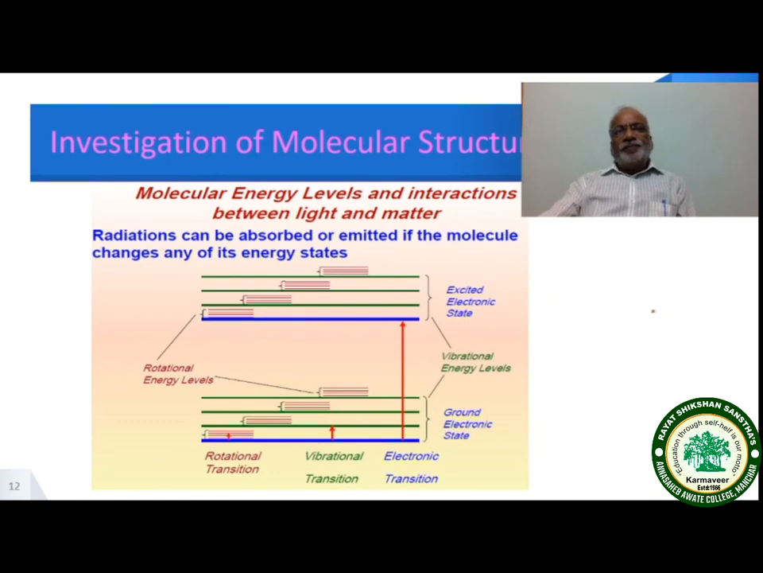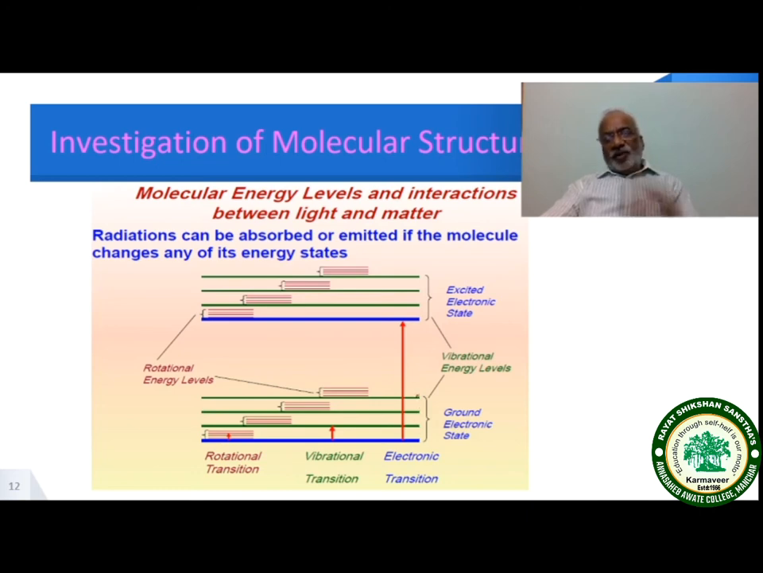Now here you will find two energy states. One is the lower energy state, another is the higher energy state. This dark blue line is considered as the ground electronic state. It is not only the very sharp line shown here as a ground electronic state, but it comprises a series of different vibration energy states also.